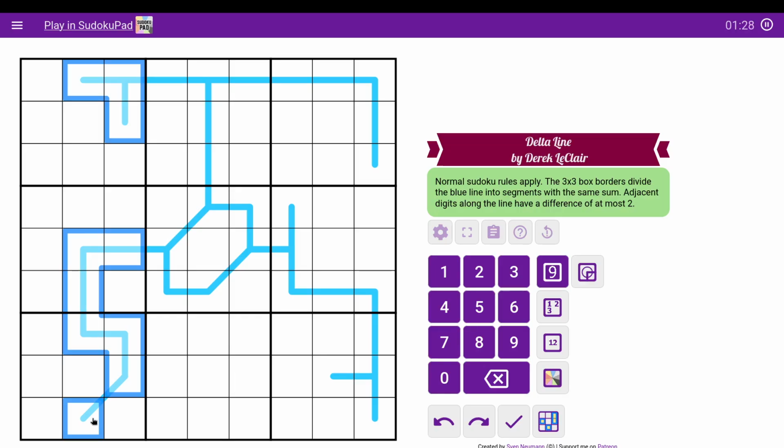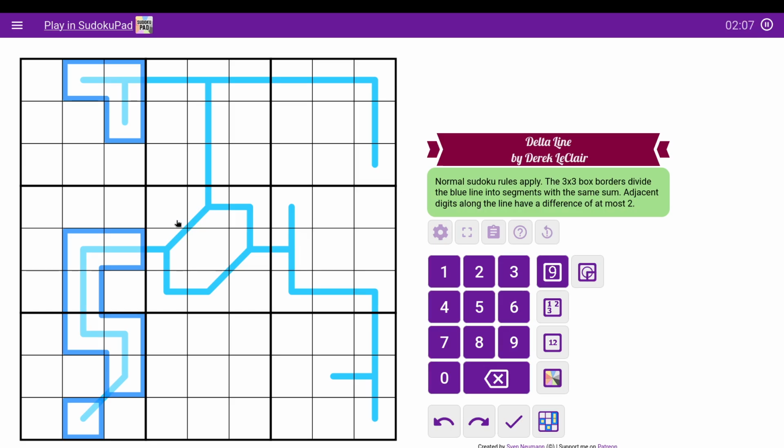I have 5 numbers in this column and 5 numbers in this column. That can be at most 35 plus 35 is 70. Divided by 3, 23.333. So the blue lines add up to at most 23.333, which being an integer is at most 23 and at least 21.